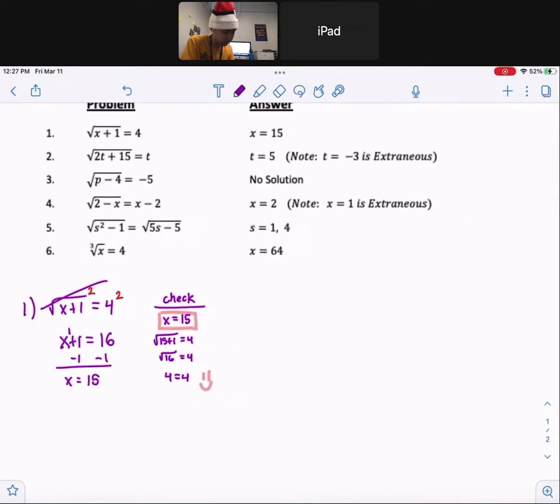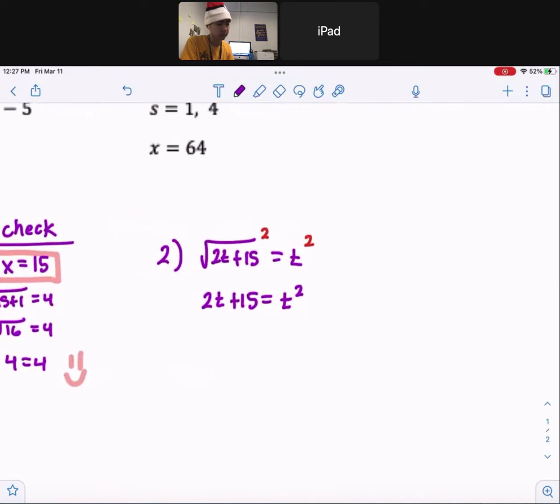Number 2. Now when you guys do number 2, let's rewrite it. The square root of 2t plus 15 equals t. We're going to raise both sides to the second power. So we're going to get 2t plus 15 equals t to the second power. Now, notice we are dealing with quadratics, right? Because the highest degree on either side of the equal sign is 2.